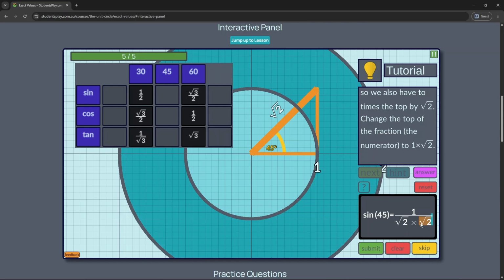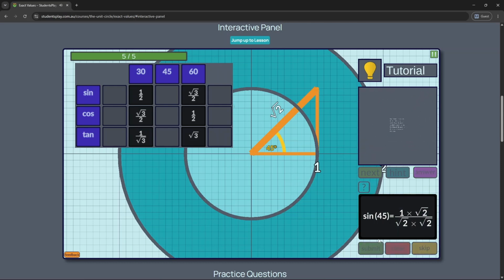Okay, so we're not allowed to just randomly do this, but if we times the top, so shift 8, and then square root of 2, we are allowed to do this because this won't change the value of the fraction at all. Because we could also just cancel out these root 2's and we'd just be left with what we originally had. So we're allowed to do this.